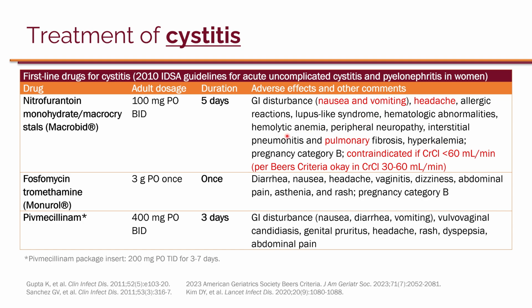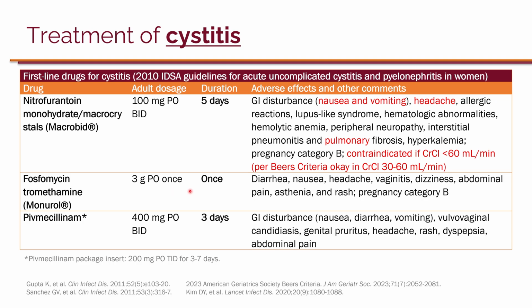One of the rare adverse effects of nitrofurantoin could be pulmonary fibrosis, and typically when this does happen, it happens when people take this long term. So if people are taking it for several months as opposed to 5 days. With 5 days of use, it's really extremely rare. Now, remember that the package insert says this is contraindicated in creatinine clearance less than 60, but per Beers criteria, it's okay to use in creatinine clearance 30 to 60.